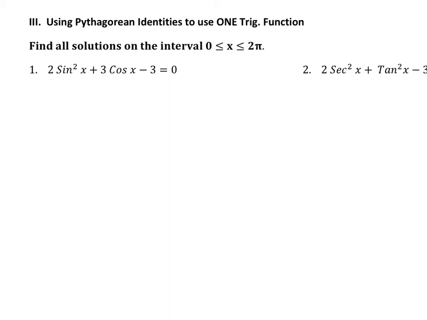Alright, in this video we're going to move on to the third type of problems that we'll see. It's going to be a little bit more difficult. You can see we're going to use Pythagorean identities. We're going to go back to that, just like we did in 5.1 and 5.2.